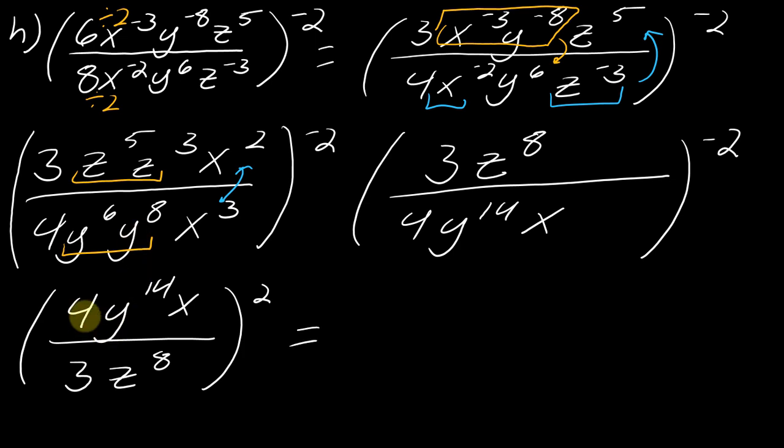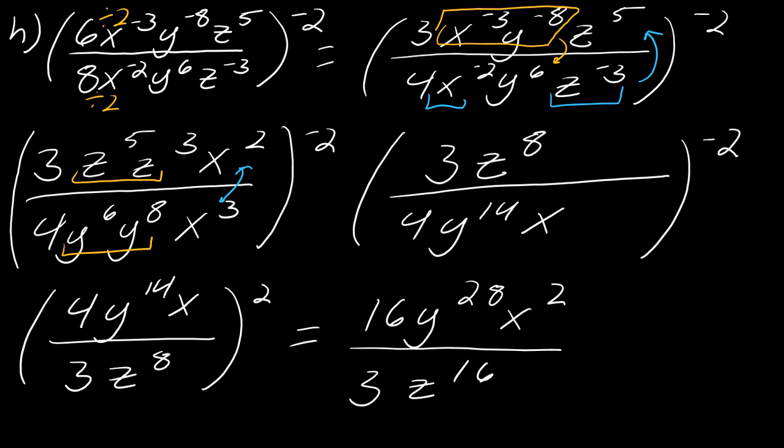So I need to take 4 squared. That is 4 times 4, my friends. So that is 16. And then I have y. So 14 times 2 is 28. And then this is x squared. And then this is 3z to the 16th.